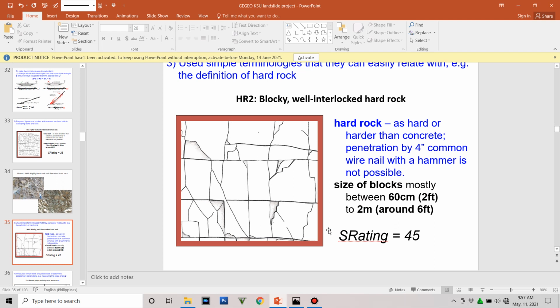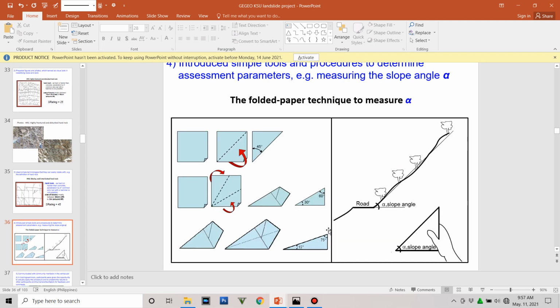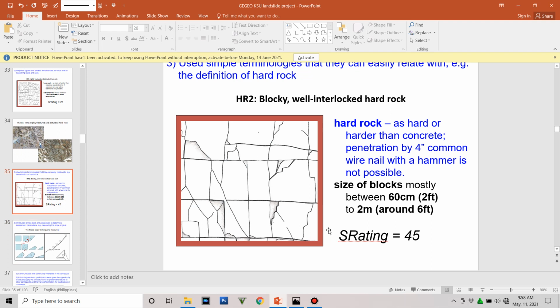And HR2 is a blocky or well interlocked hard rock. Although may cracks siya, the range of the crack or the blocks is in between 2 feet to around 6 feet. So medyo malalaki yung disintegration or the spacing of the crack. So the S rating for that is 45.